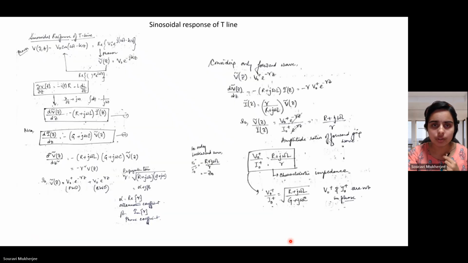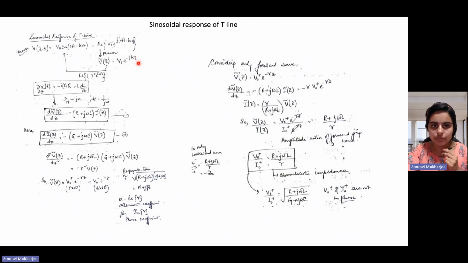Okay. So now we want to look at the sinusoidal response of the T line. Basically, we want to go to the phasor representation first. So we know how to write the phasors, right? We consider that the frequency is the same, so now we are not taking into account the time dependence. And we just write it as V naught e to the power minus j k z.